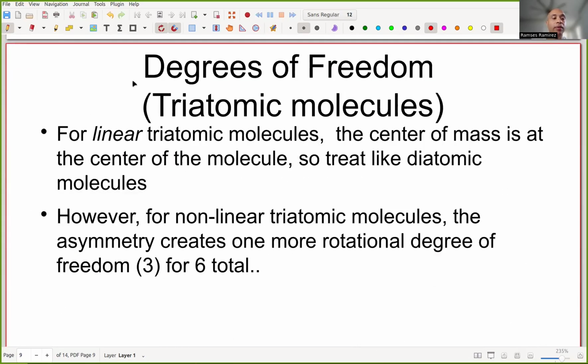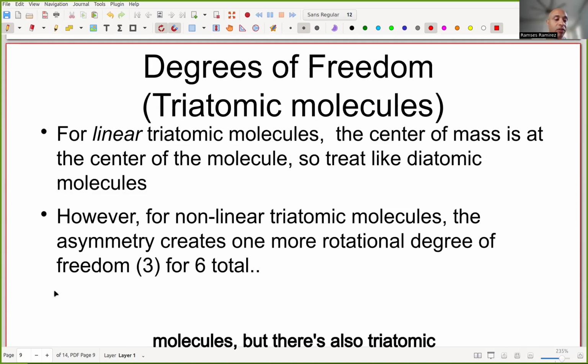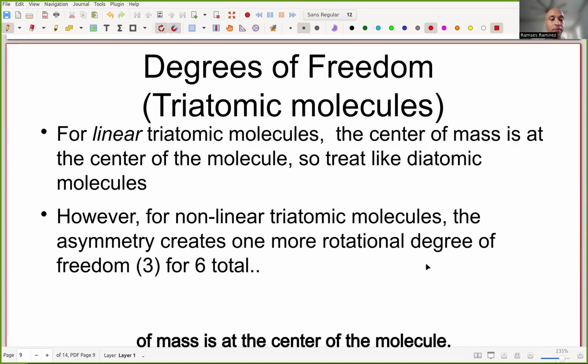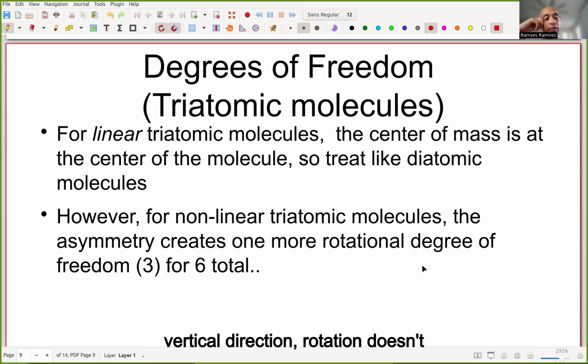So again, we talked about monatomic and diatomic molecules, but there's also triatomic molecules. You could imagine that means molecules with three atoms, and they could be linear or nonlinear. And for a linear triatomic molecule, the center of mass is at the center of the molecule. So in that direction, in this case the y direction, the vertical direction, rotation doesn't really matter. So they can be treated just like diatomic molecules with five modes, or two rotational modes, not three.